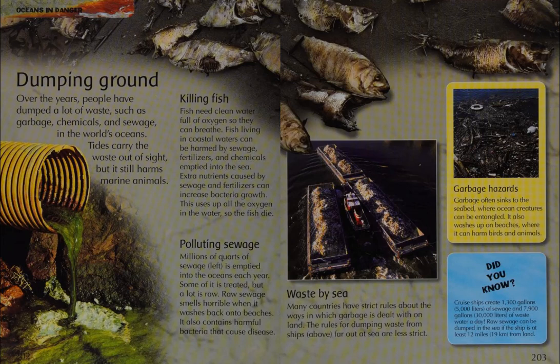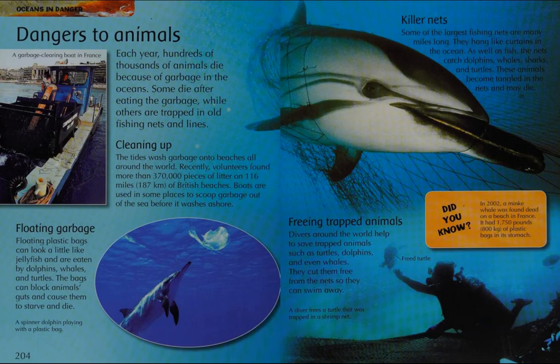Waste by sea. Many countries have strict rules about the ways in which garbage is dealt with on land. The rules for dumping waste from ships far out at sea are less strict. Did you know? Cruise ships create 1,300 gallons, 5,000 liters, of sewage and 7,900 gallons, 30,000 liters, of wastewater a day. Raw sewage can be dumped in the sea if the ship is at least 12 miles, 19 kilometers, from land. Dangers to animals. Each year, hundreds of thousands of animals die because of garbage in the oceans. Some die after eating the garbage, while others are trapped in old fishing nets and lines.